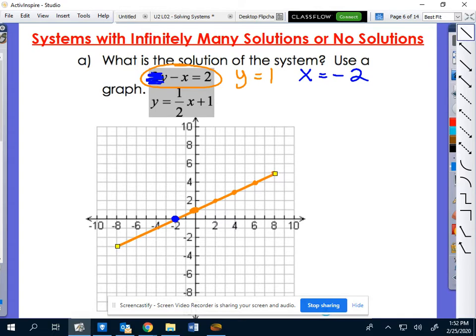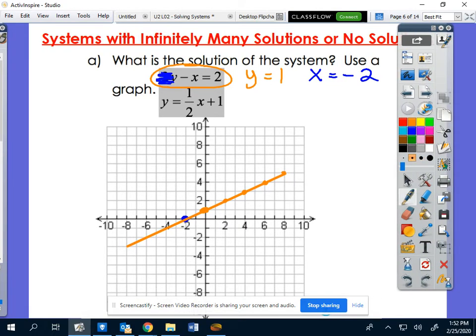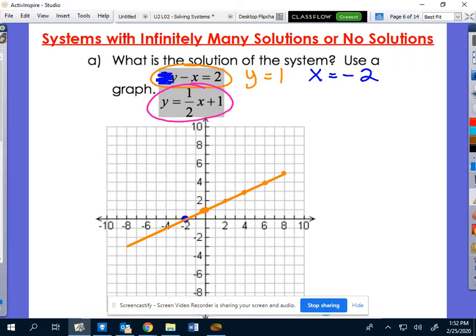All right, and then we're going to do the next one. The next one's a little bit easier because it is in slope-intercept form. So right here, we're going to start at positive 1, and then we're going to do the same thing. We're going to go up 1 over 2, up 1 over 2, up 1 over 2.